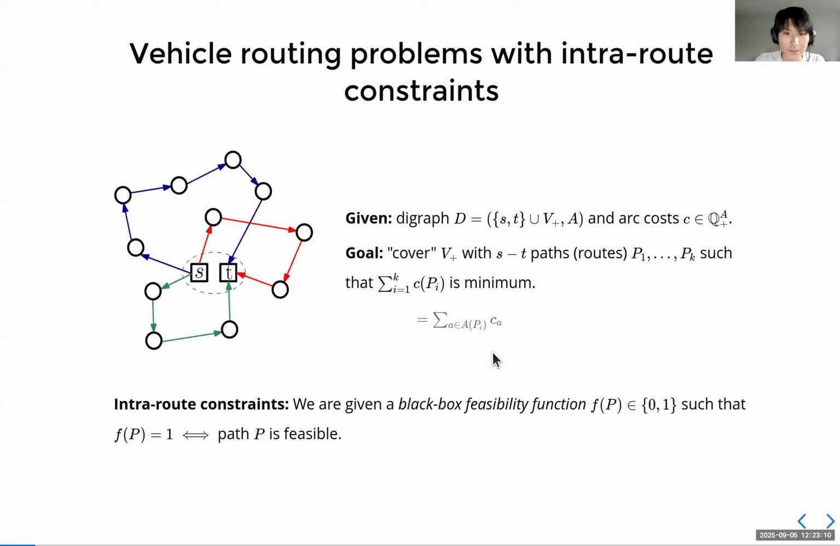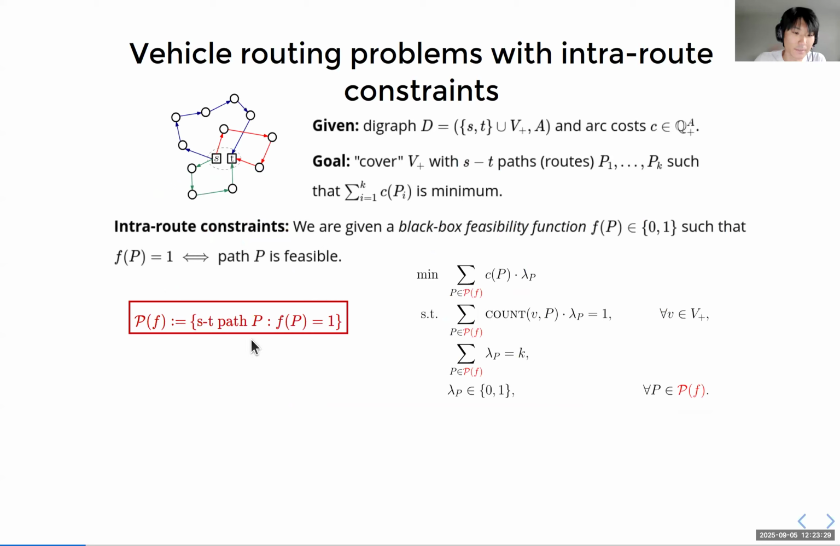What I mean by intra-route constraints are constraints that affect the feasibility of a single path, but not of a collection of paths. We model this with a black box feasibility function f(p) that returns a binary number, indicating if the path is feasible or not. Let me denote by PF the set of feasible paths. We then have this set partitioning formulation, where I have a binary variable lambda_p indicating if we use path p or not. This is just how many times vertex v appears in path p. So this is saying that we need to visit each of these customers exactly once, and this is saying that we select exactly k paths.